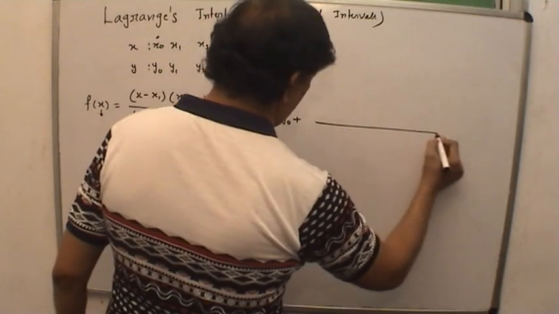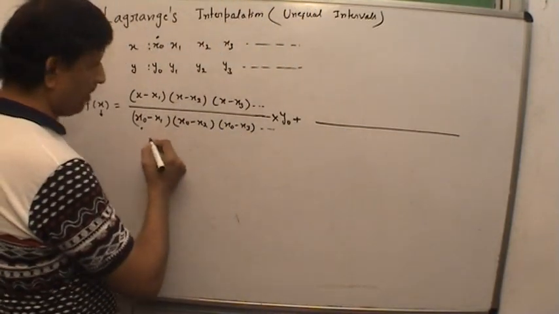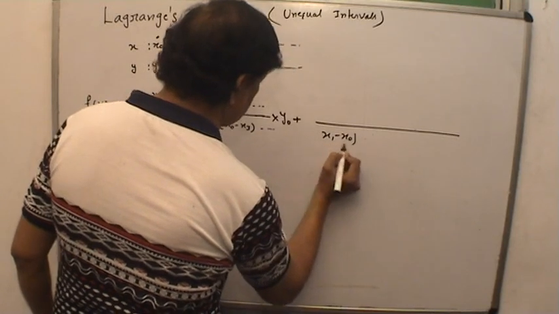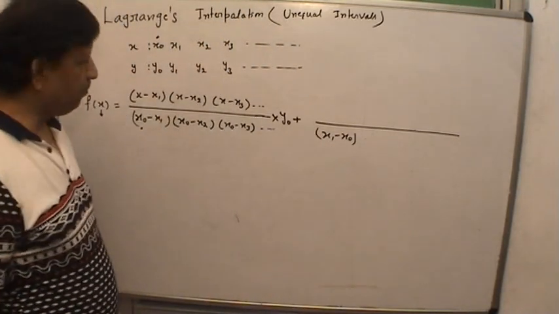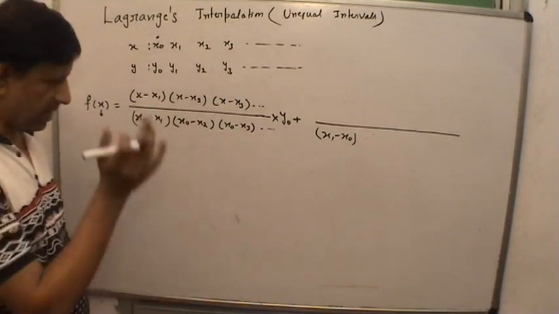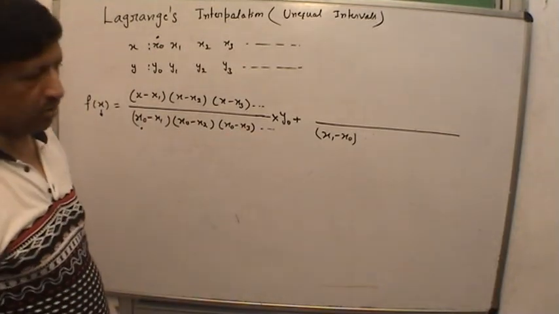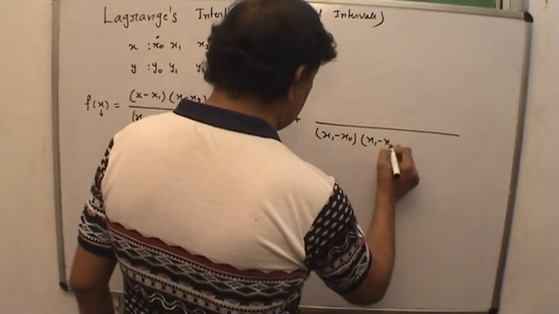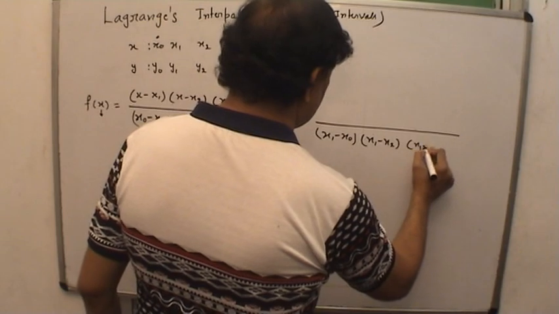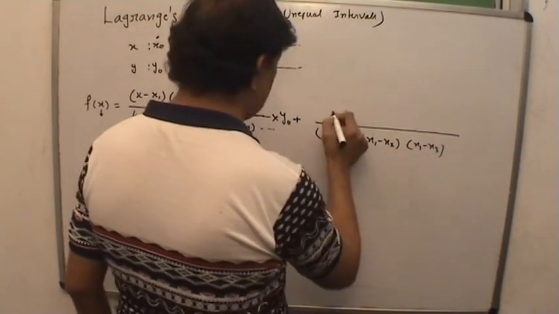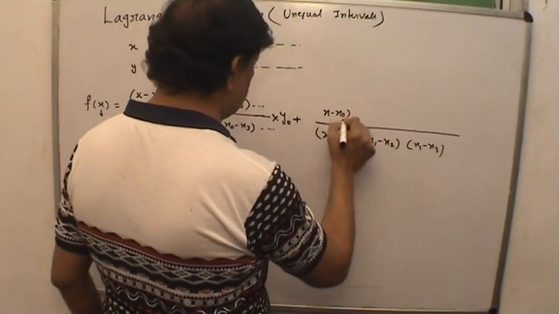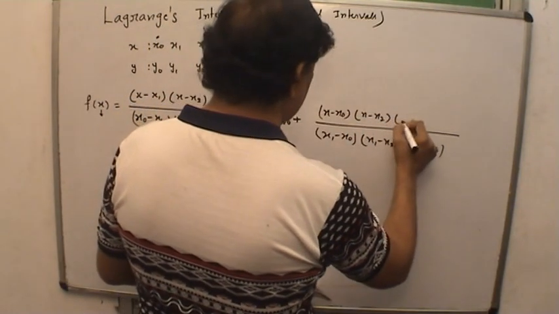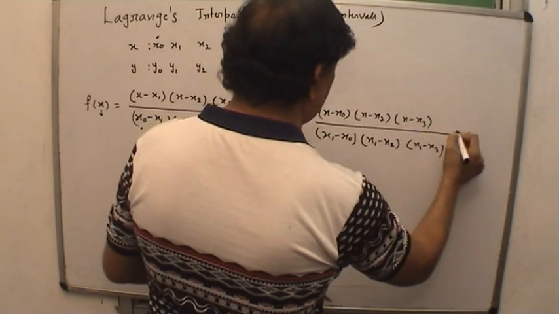Again we start with the denominator. Here it was the value x0, we change it with x1. Now we can write x1 minus x0, but we cannot write x1 minus x1, because that will be 0 and we can't divide by 0. So we write x1 minus x2 into x1 minus x3. Similarly, x minus x0, x minus x2, x minus x3 into y1, plus.